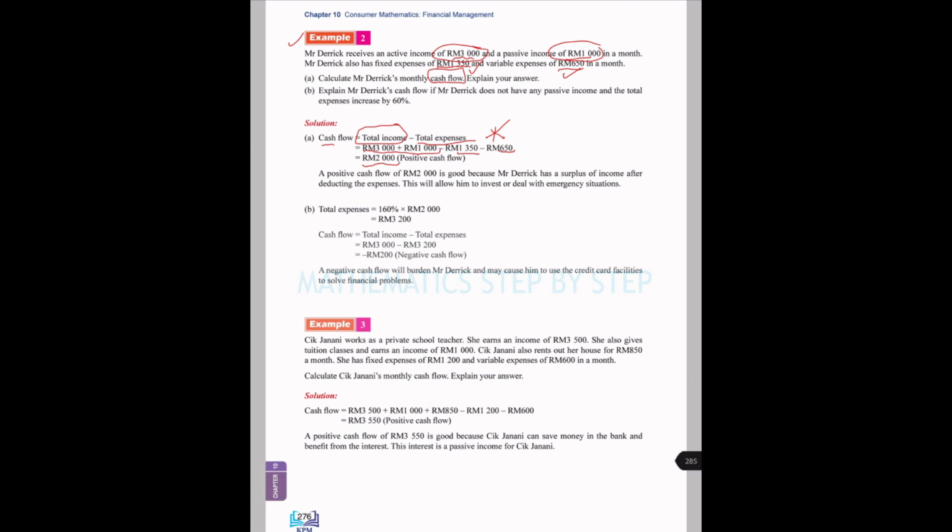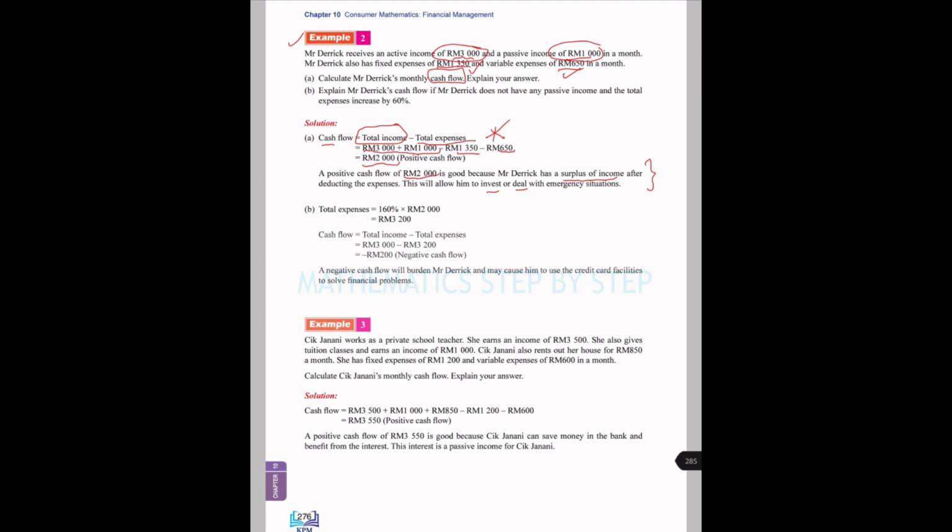So a positive cash flow of 2,000 is good because Mr. Derek has a surplus of income after deducting the expenses. This will allow him to invest or deal with emergency situations. It is very important to have savings every month, because we don't know what emergency will occur one day. So let's see our car: we have 4 tires, but we still need a spare tire.